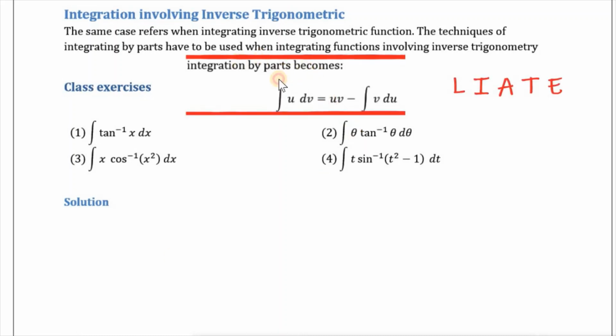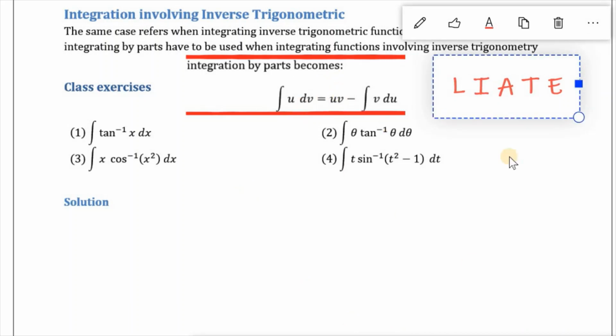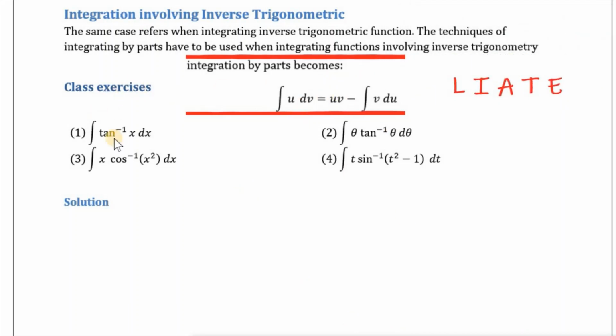When playing with integration by parts, we need to remember to change our equation into this formula: uv minus the integral of v du, and the guideline in order to choose our appropriate u. Right, so let's do this question together. I intend to do it together with you.